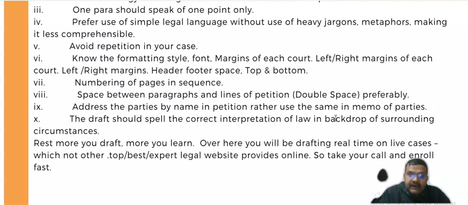Now, space between paragraphs, double space, is the accepted one. You need to use double space only. That's how it works. Address the parties by name in the memo of parties, not in the petition. So you understand, you need not take names in your petition. You always address them as respondent, defendant. You don't take the names in your petition. Now, the draft should spell the correct interpretation of law in the backdrop of surrounding circumstances. So the position of law on your issue should be elaborated.